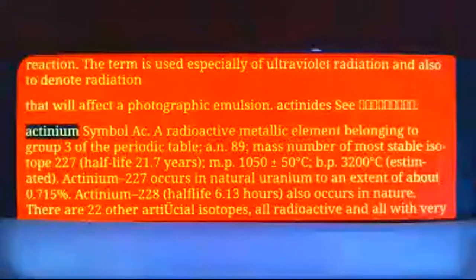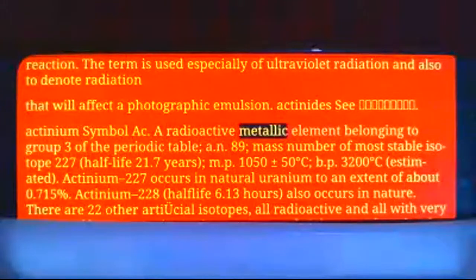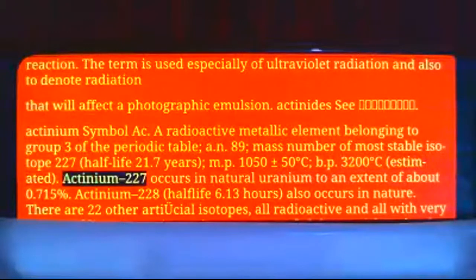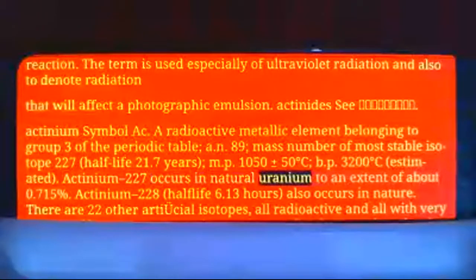Actinide. Actinium, symbol Ac. A radioactive metallic element belonging to group 3 of the periodic table. Atomic number 89, mass number of most stable isotope 227, half-life 21.7 years, melting point 1050 plus or minus 50 degrees Celsius, boiling point 3200 degrees Celsius estimated. Actinium-227 occurs in natural uranium to an extent of about 0.715%.